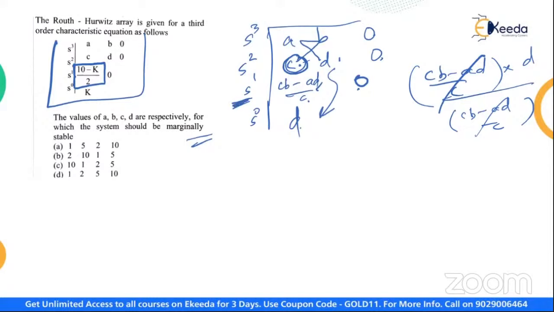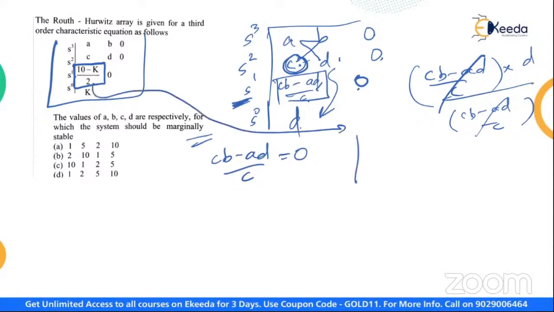When will this row become 0? This row will become 0 when CB minus AD upon C is nothing but equal to 0. Is it fine? Yes, sir. So CB minus AD upon C should become equal to 0. That is the first condition. And here also, from here, what do you get? You get that 10 minus K upon 2 should be equal to 0. Correct or not? Now, these two equations are the most fundamentally important equations for us. What will they do to the system?